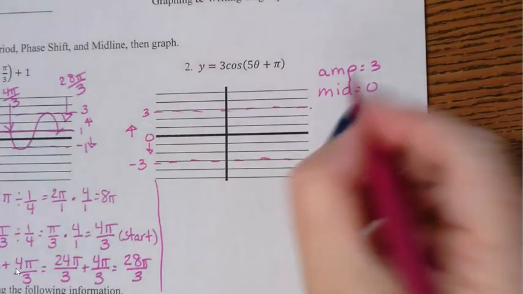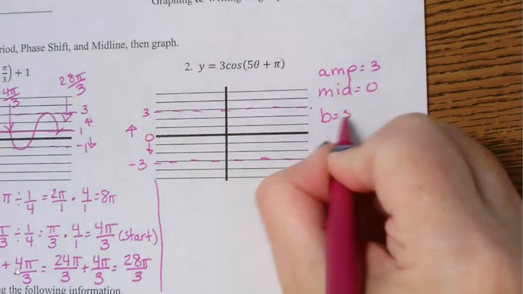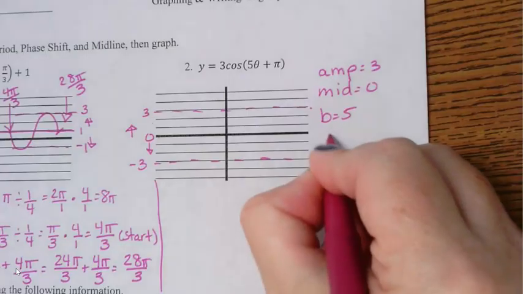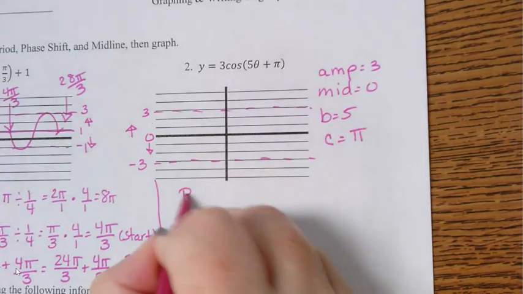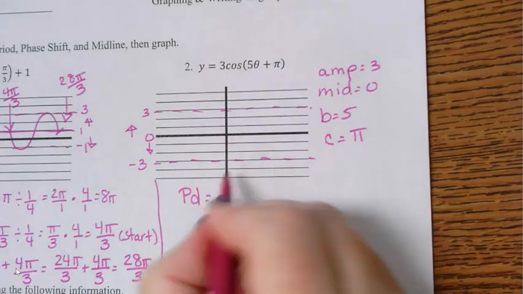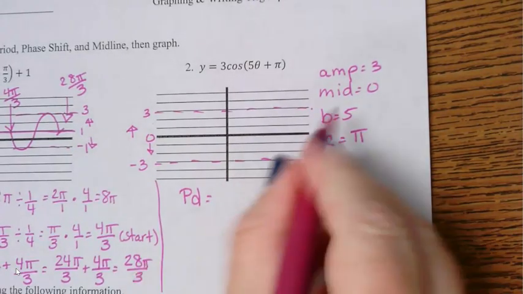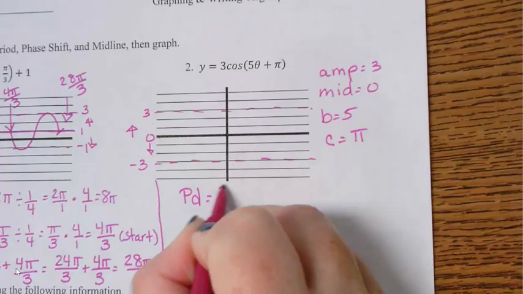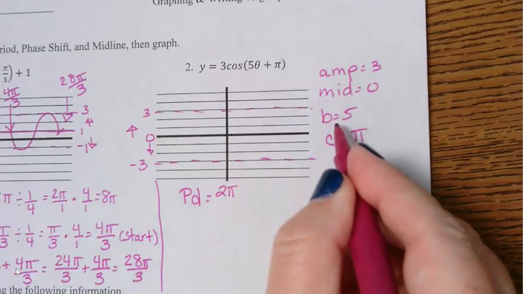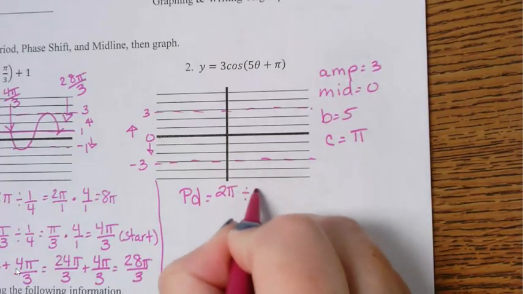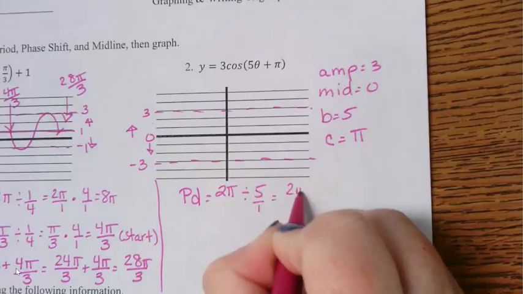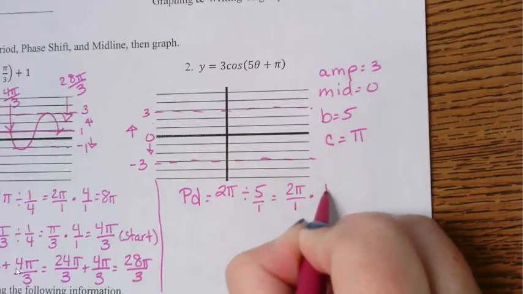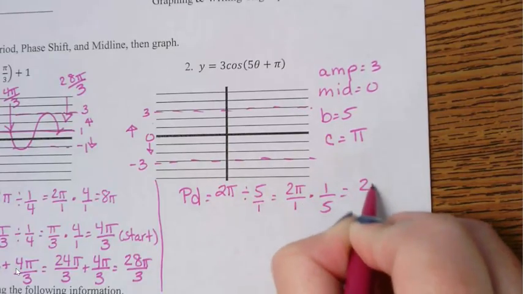Okay. My B value is 5. And my C value is pi. Okay, so period is 2 pi over b, like we said. And you can do this one of 2 ways. My b is not a fraction, so you can put it underneath. If you don't see that, put this over 1, keep, change, flip, you will get there just the same, to be 2 pi over 5.